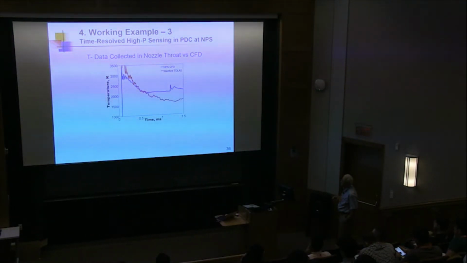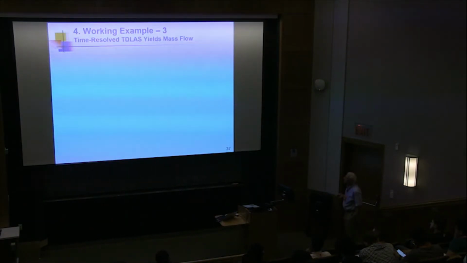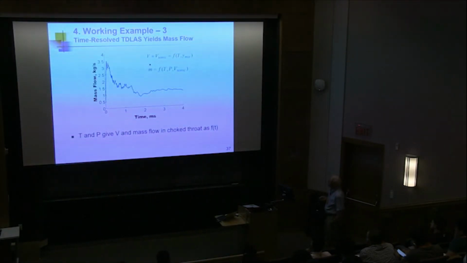And comparing this with the Naval Postgraduate School NPS 50, because they have codes. Codes aren't perfect, and so they still rely on experiments to try to validate their codes. So the sensor works well even at high temperatures. And this was a mass flow.